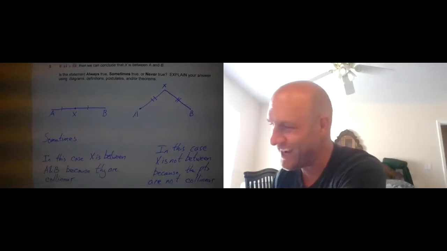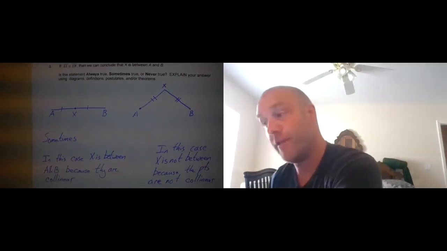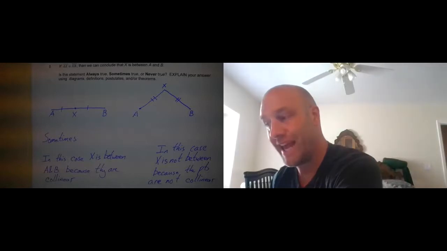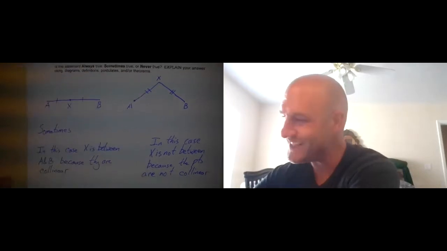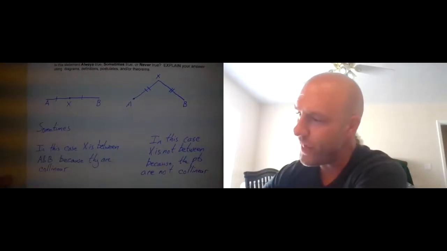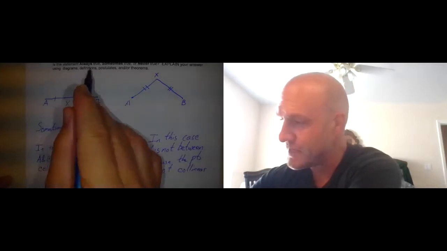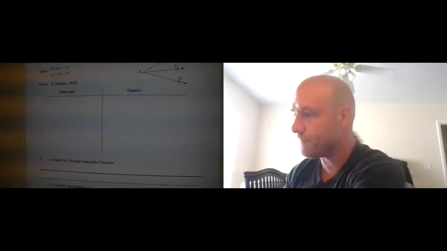I could have done it in an if and a then. If a point appears to be between and is collinear, then it is between. If they are not collinear, then it is not. I wanted to use an if and a then, but definitely using that definition at least.